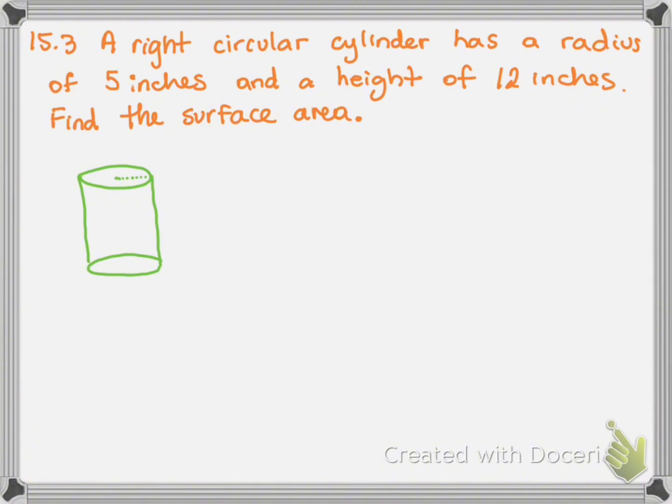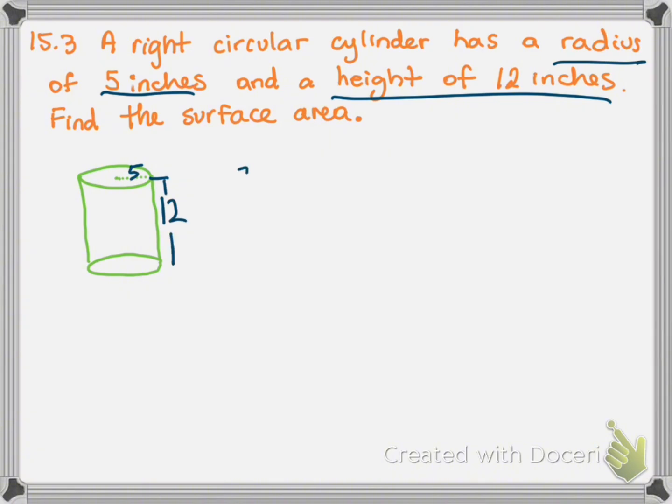In the next example, they are asking for the surface area of a right circular cylinder, and that's the shape of the cylinder. Now, they say that the radius is 5, so this is 5, and the height of the cylinder is 12, so this is 12.